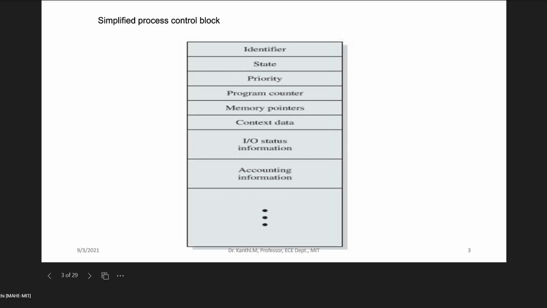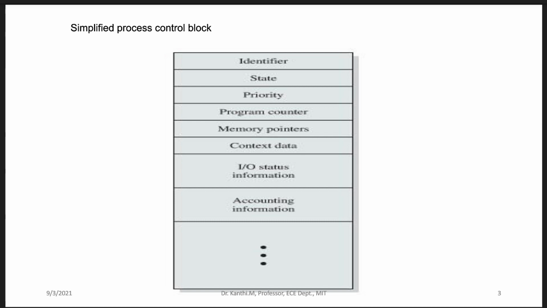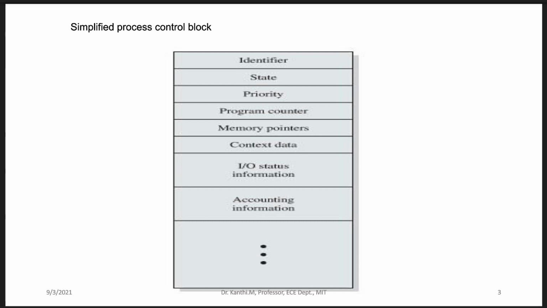Process to other process while switching. It is saving certain information related to the process from which it is switching. That is called context data, context switching and context data. Also, you have IO status information.